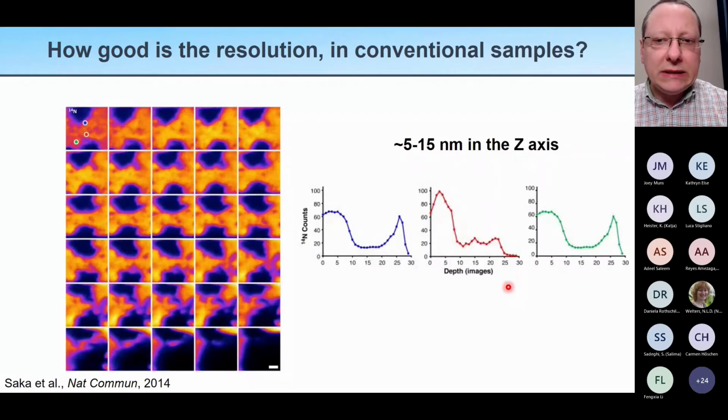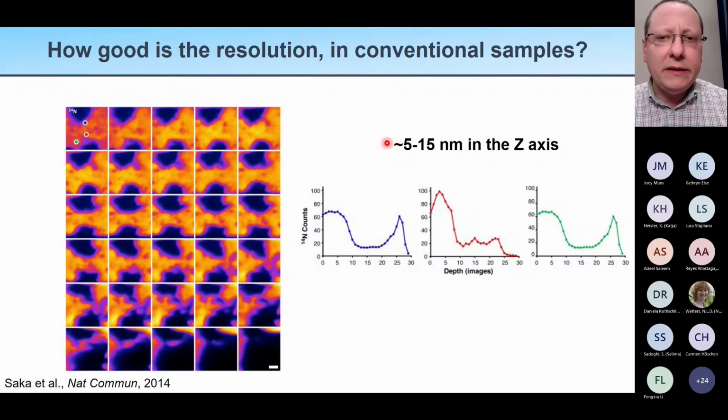What is your resolution in the z-axis? That's actually pretty good. You can just keep on taking images into a specimen and see how much you're milling away with every section, which is more or less your actual resolution. If you look at this type of measurement, you get somewhere around 5 to 15 nanometers in plastic embedded classical samples.